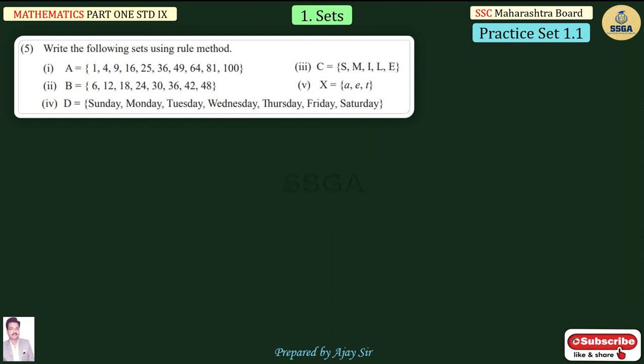Number 3. Set C is given and it is smile. So the letters in the word smile. So this is the next question, that you have to write in the rule method. Let us consider set C in the rule method. Set C such that y is a letter in the word smile.